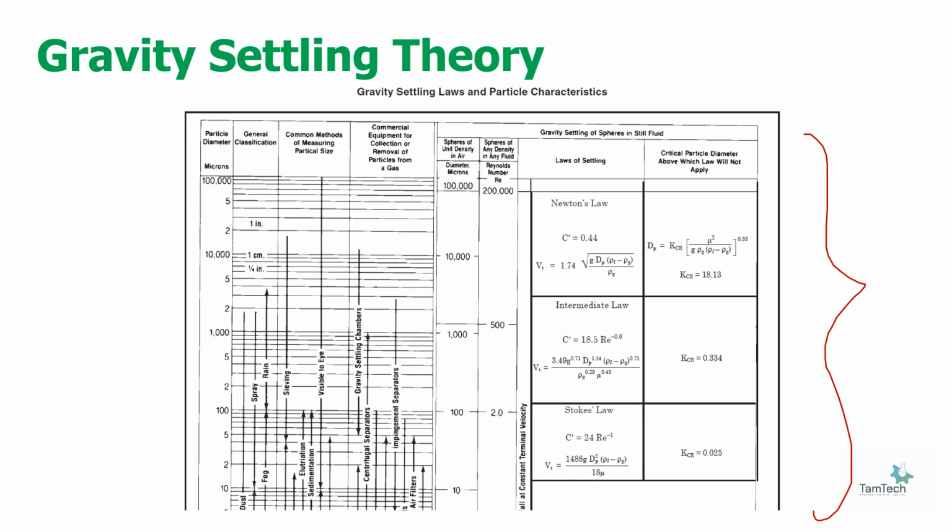As you can see here, we have three different regimes, the laws of settling: Newton's law, the intermediate law, and Stokes' law. Mainly we'll discuss the Stokes' law regime in the next lesson, and it will help you find this C', which will be a starting point for your horizontal separator sizing.